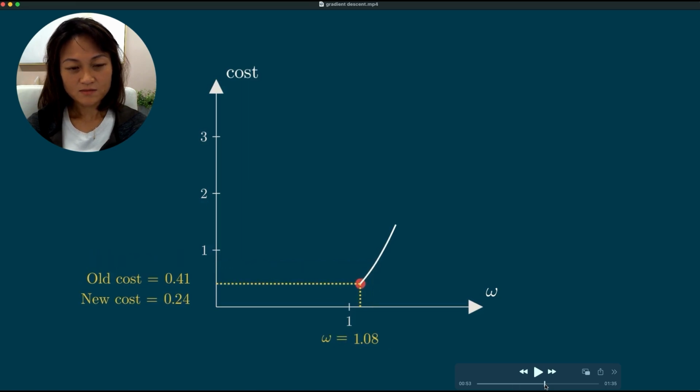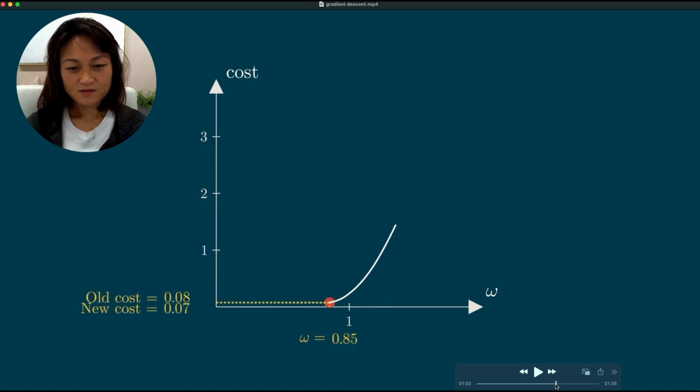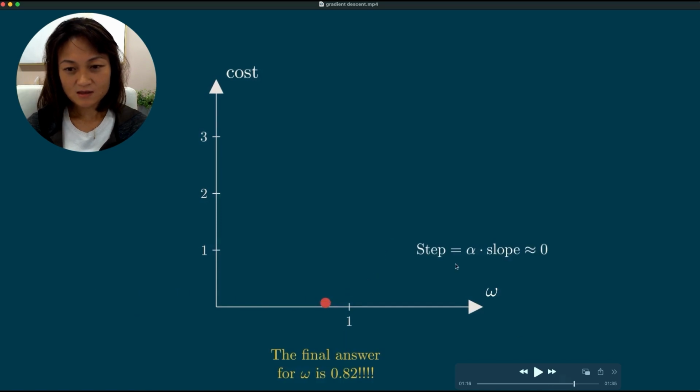And we take another step, and you can see that our old cost was 0.41, our new cost is 0.24. Take yet another step. You can see those steps are getting smaller and smaller because the slope is getting smaller and smaller. You're kind of iterating towards this point. So you take step, step, step, step, step, until your step is very close to 0. Then you set some threshold and say, if the step becomes so small, I'm just going to stop training and declare that we've reached convergence. And so you take the final answer for those weights as being 0.82.